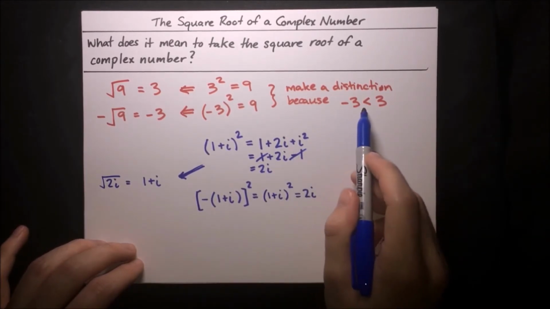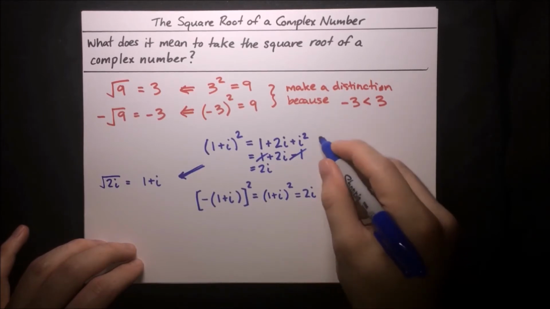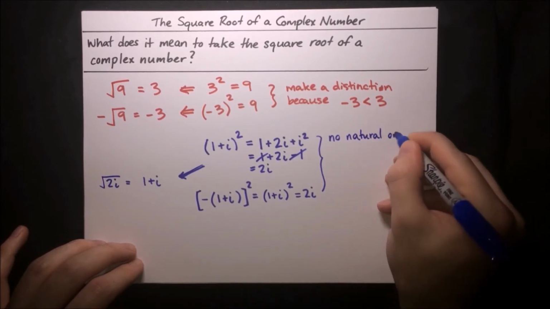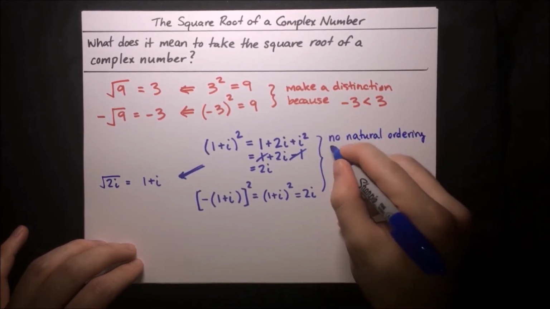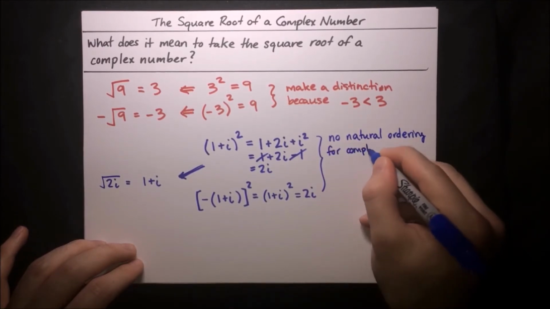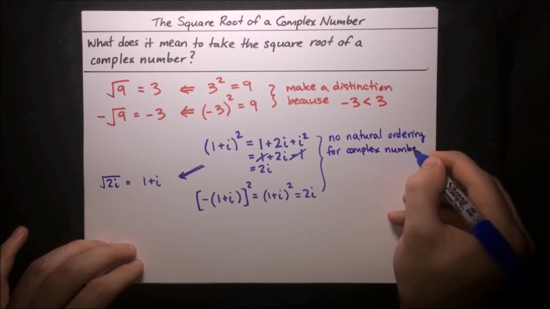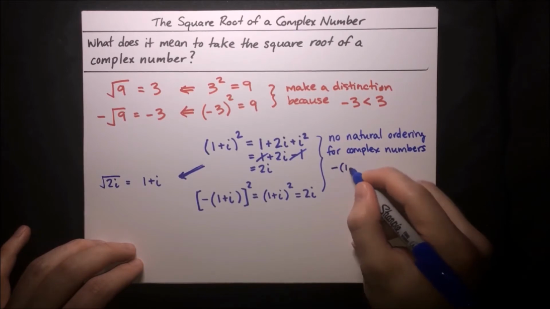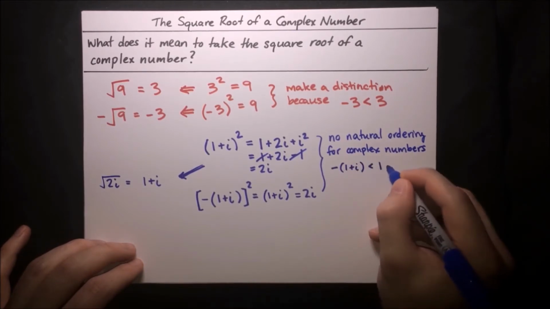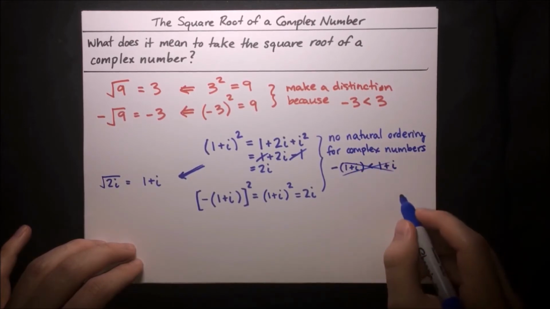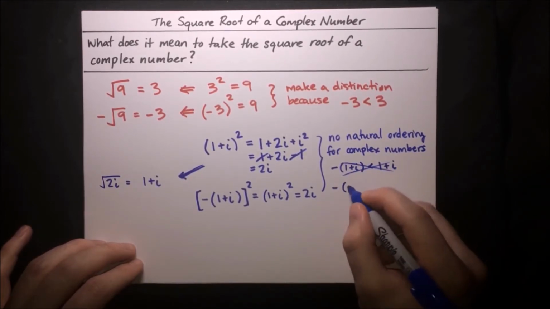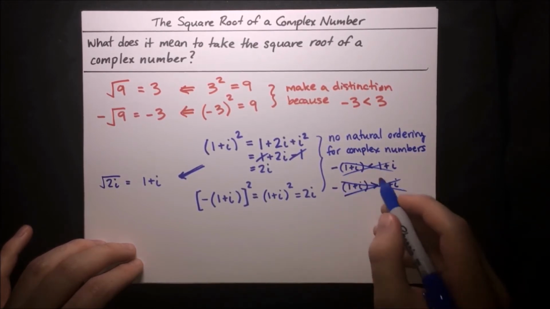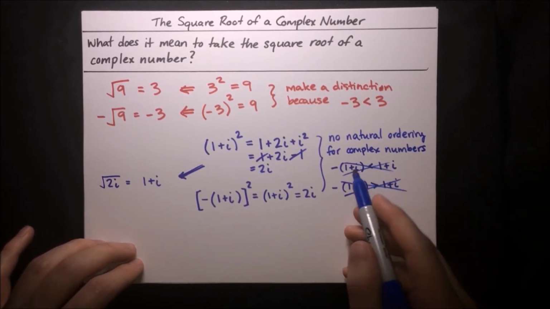Now, unlike for the real numbers, where we could say that negative 3 is less than 3, there is no natural ordering for the complex numbers. Meaning that it doesn't really make sense to say that the negative of this complex number 1 plus i is less than the complex number 1 plus i. That doesn't really make sense to say. Likewise, it doesn't make sense to say it the other way either, that 1 plus i is greater. That's not right either. It's just that there's no natural ordering that's defined for the complex numbers.